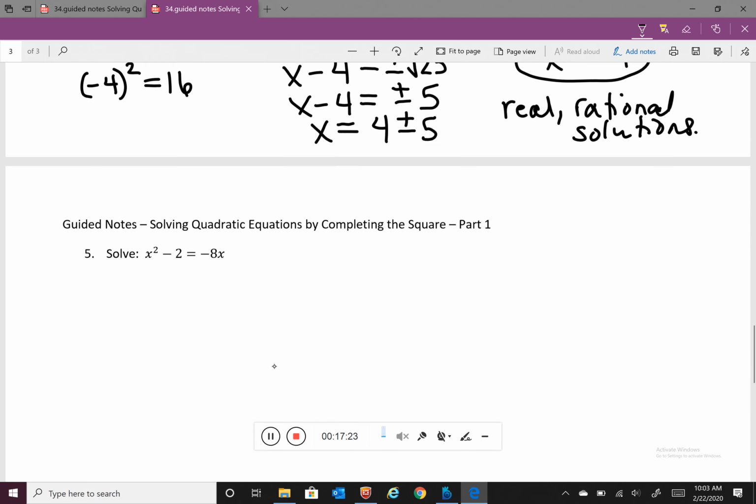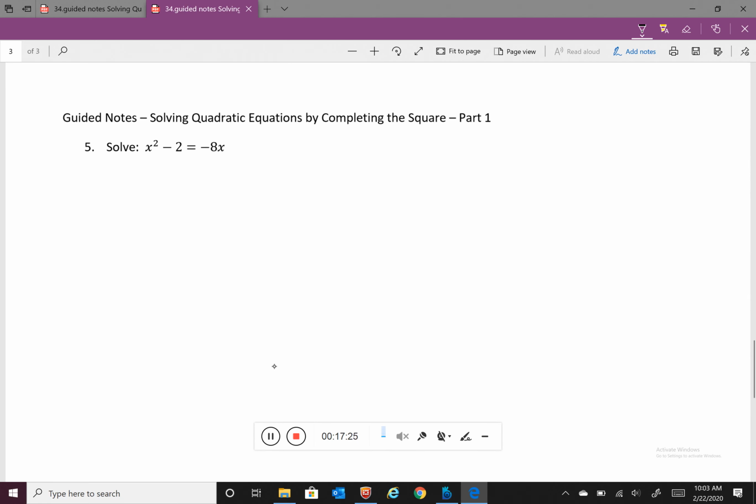Our next example, we have a little bit of work to do here. The first thing that I would encourage you to do is notice that we have a variable term on both the left side and the right-hand side. So we want to get our variable terms on one side. So I'm going to add 8x. And then we want our constant on the right-hand side. So I'm going to leave a space here. And we're going to add 2.